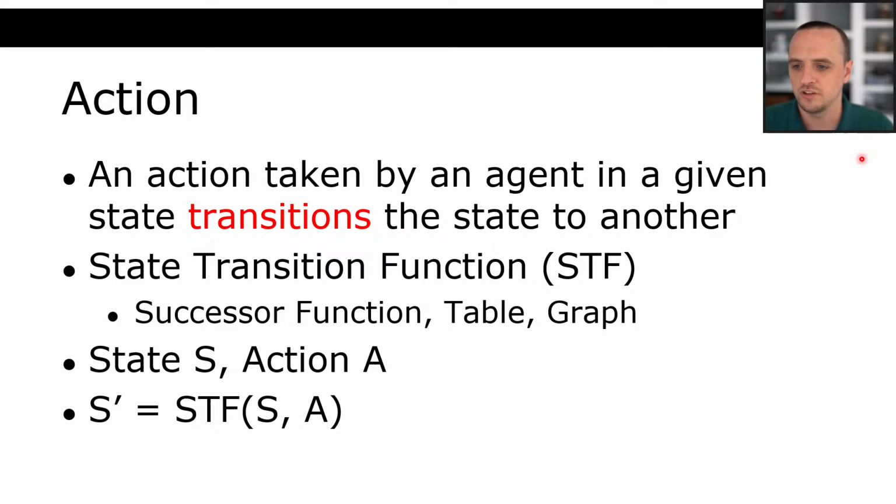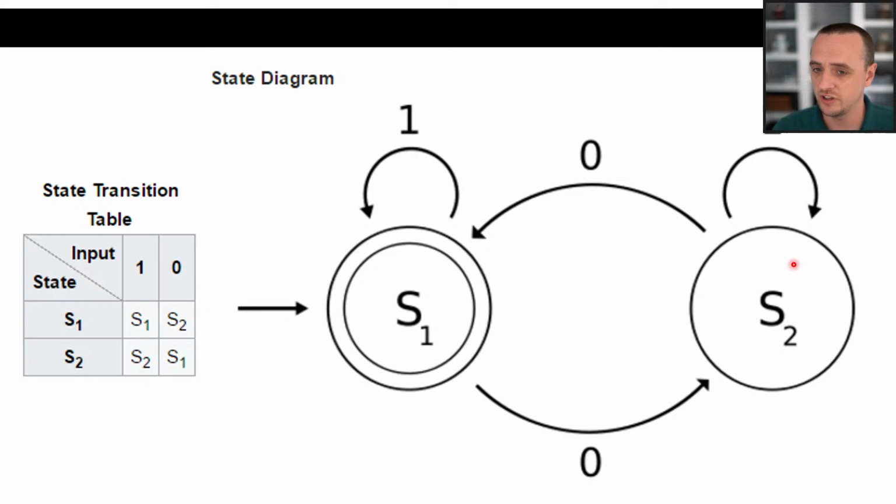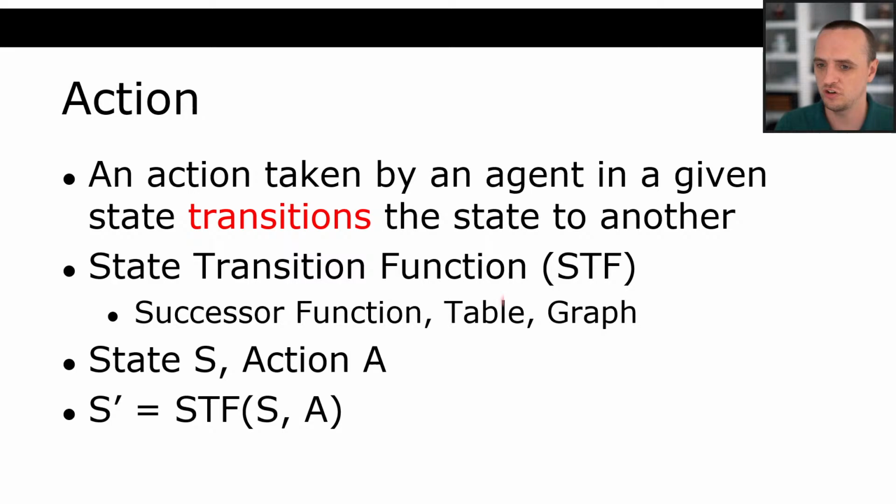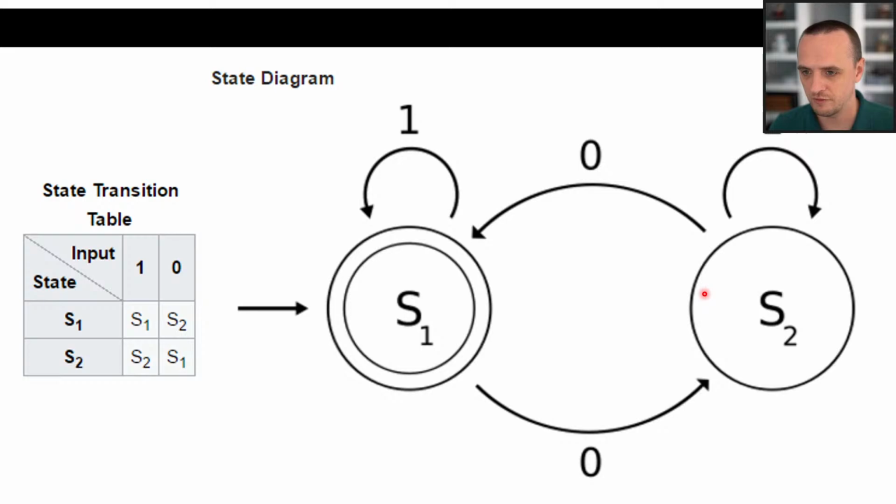States transition to other states based on actions, and that is handled by the state transition function, STF. We're not going to talk a lot specifically about a state transition function, but it's also called a successor function. This could be a completely arbitrary function. It could be a table. It could be a graph, right? In this very simple example, the state transition function can be represented by either a table or a graph, or you could think of yourself writing a very simple function to do this, right?